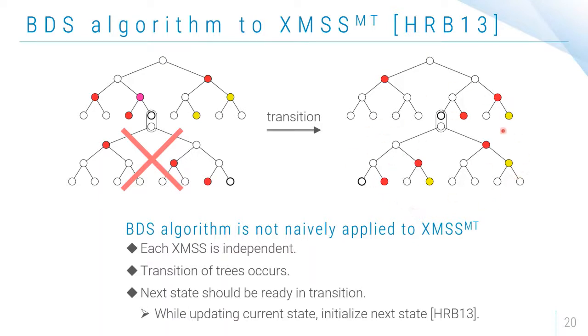But how do you get this XMSS ready to sign the next message, since it requires a state for the authentication path like this? The existing algorithm of HRP13 takes a strategy to initialize the next state while generating a signature by the current state.